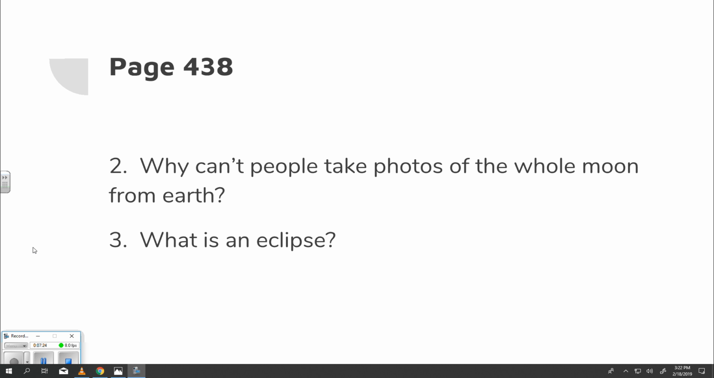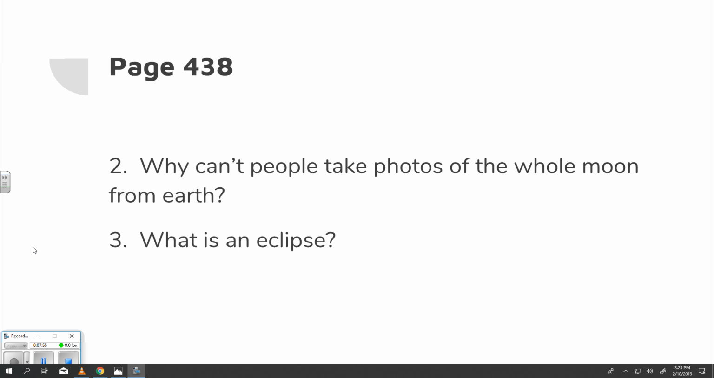Question 3. What is an eclipse? When one body passes into the shadow of another body.